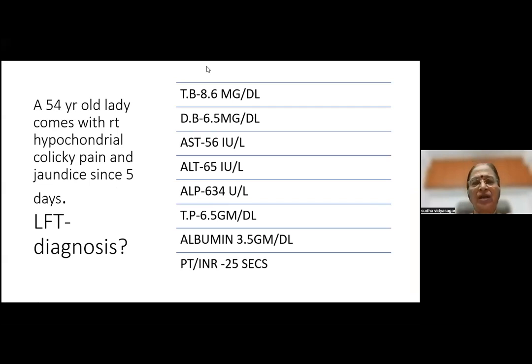Okay, so we start with the first case. 50-year-old lady comes with right hypochondrial colicky pain and jaundice since 5 days. This is the LFT. What is the diagnosis? So again, 54-year-old lady, right hypochondrial colicky pain, jaundice since 5 days. That is the LFT. You can look at the LFT and then answer what you think is the diagnosis.